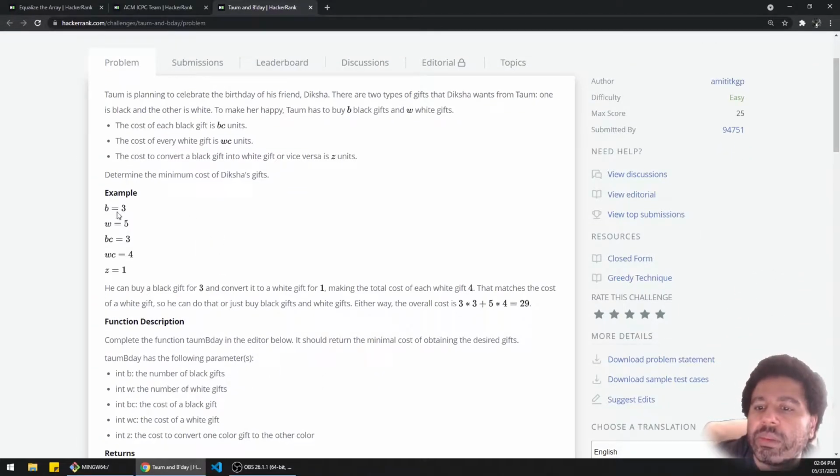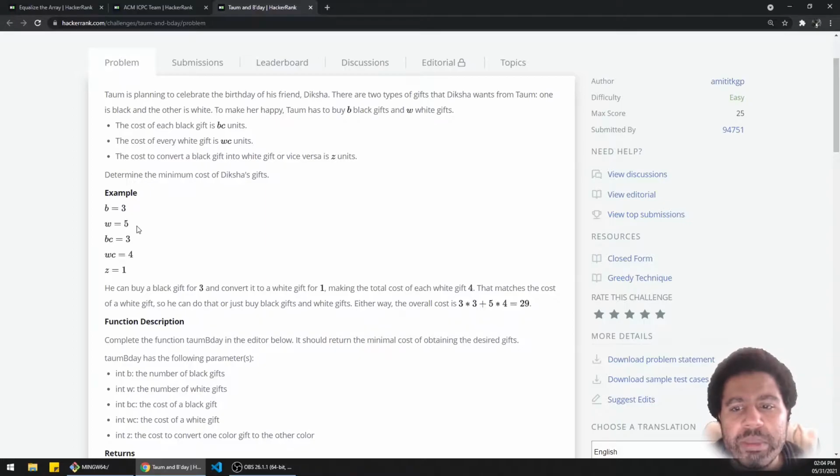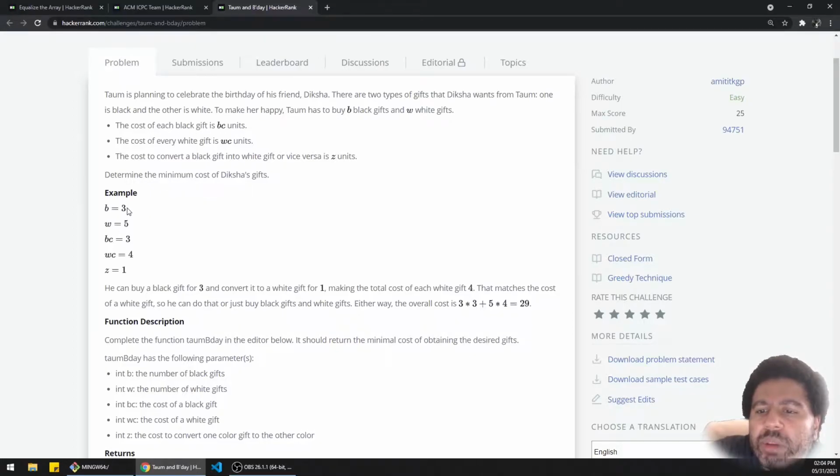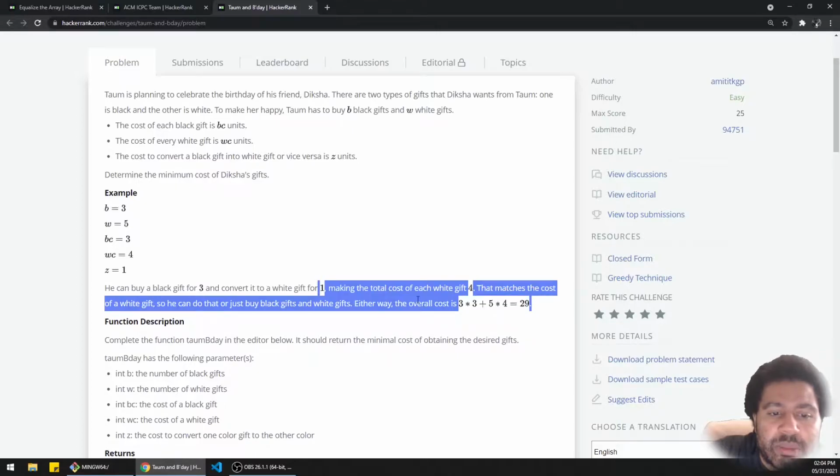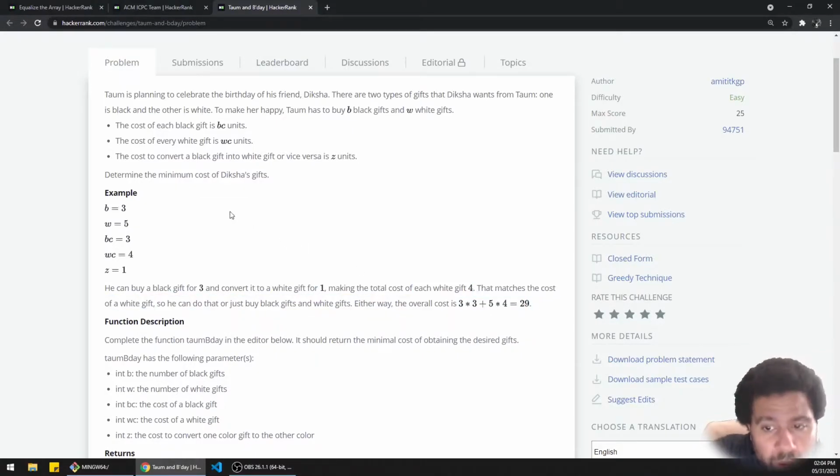Okay, so we're told B is 3, W is 5. So we need to buy 3. Wait, that's not the cost. The cost of every black gift. So if there are 3 black gifts and they cost 3, that means that's 9 just to buy them outright. And the cost of the white gifts is 4, but you need 5 of them, so if you bought those outright, that would be 20. That's 29 total, and I think that's what this answer is telling us. Or you can buy all black gifts and convert 4 of them to white, which would cost 4 anyway per gift, and that would be basically the same cost.